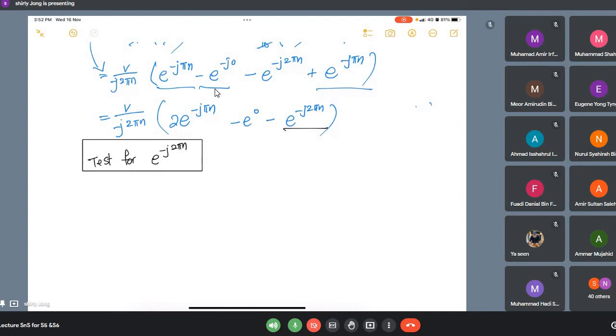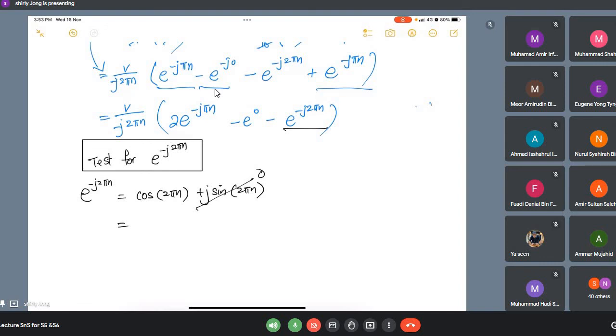Okay, so exponent minus j 2 pi n. You convert to a cos and sine, you get cos 2 pi n plus j sine 2 pi n. Can you tell me sine 1 pi, sine 2 pi, sine 3 pi, what is the answer? You will get 0, right? Sine 1 pi, sine 2 pi, sine 3 pi, sine 4 pi, so you will get 0.